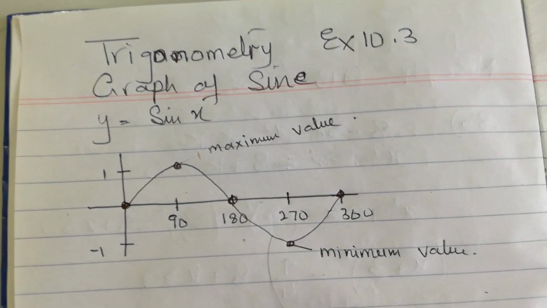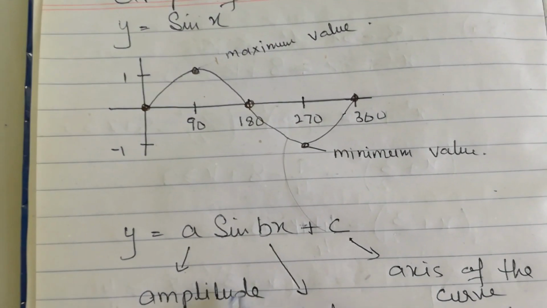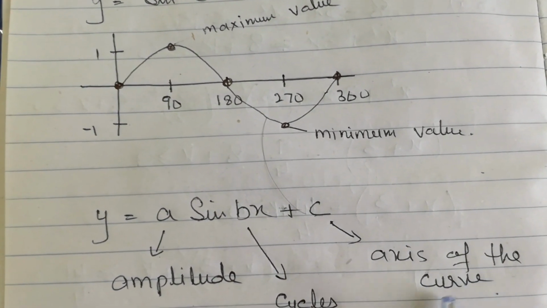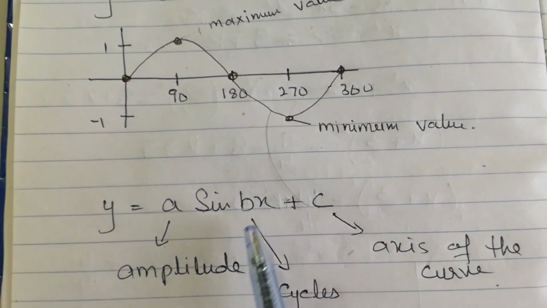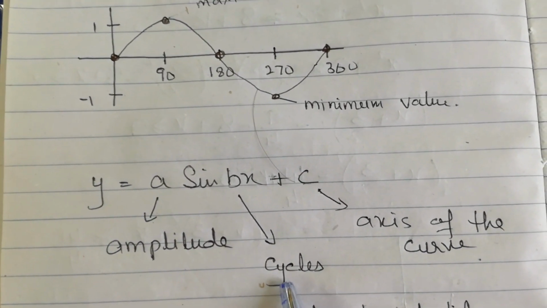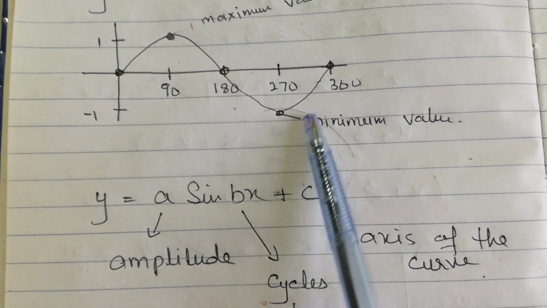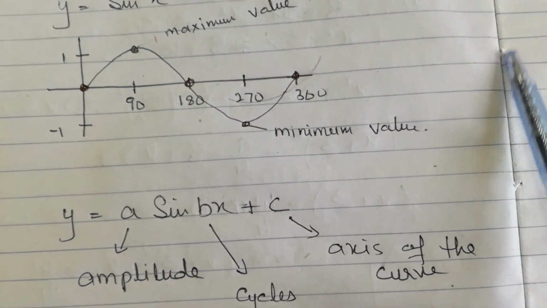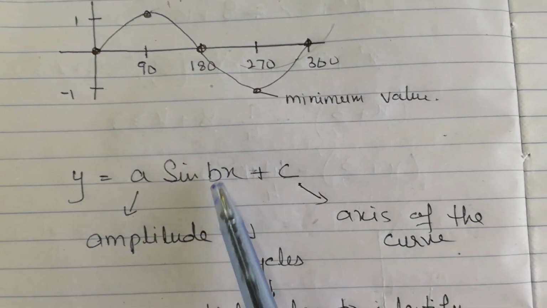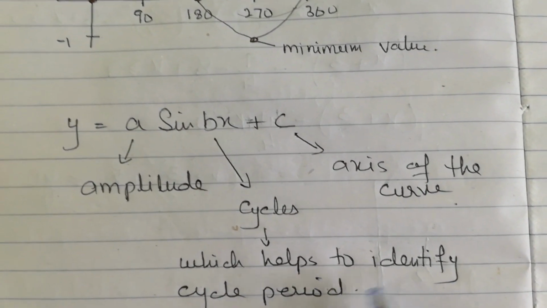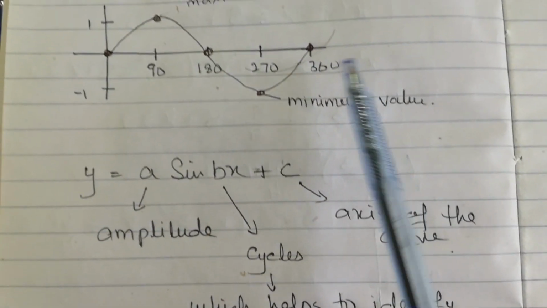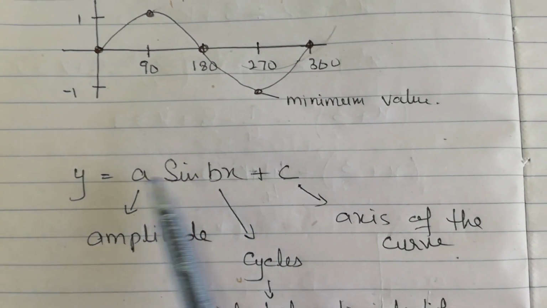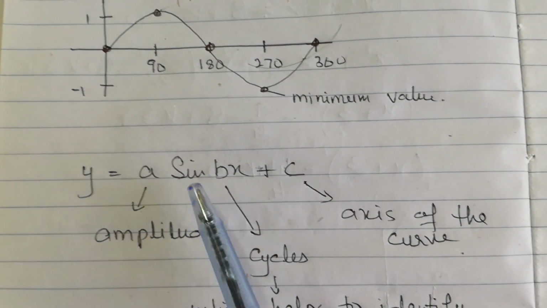Now let's see the general example. y equals a sin(bx) plus c. c is called the axis of the curve. a is the amplitude. b helps us find out how many cycles will be in the curve. This shape is called one complete cycle. After that, if you continue sketching it, it will take the same shape. The number b also helps you find the cycle period, which is the number of degrees in which one cycle is completed. So these are the meanings of the numbers written at these places.